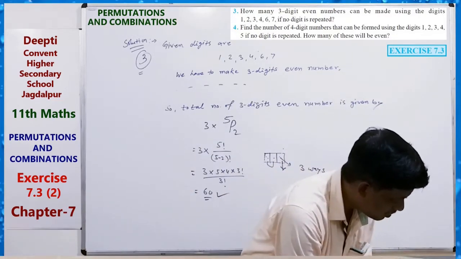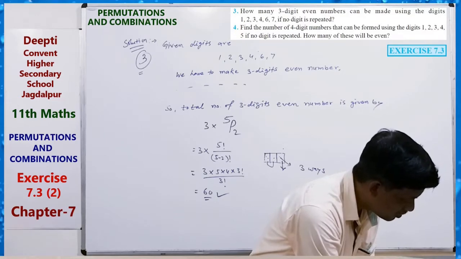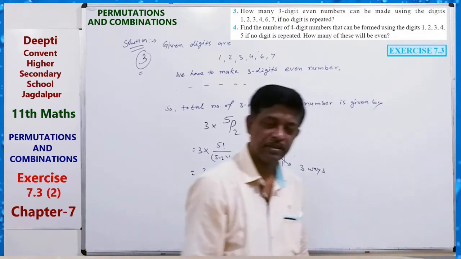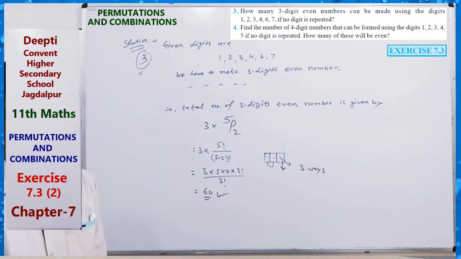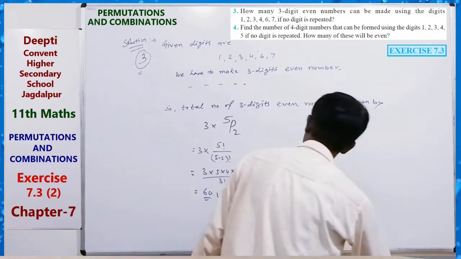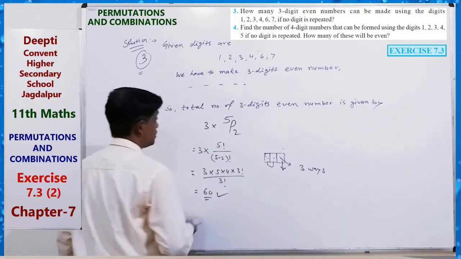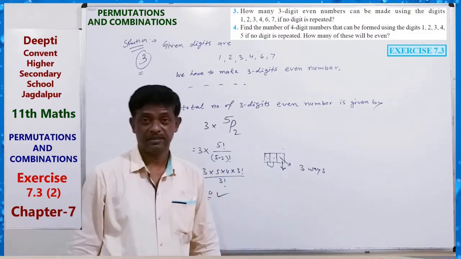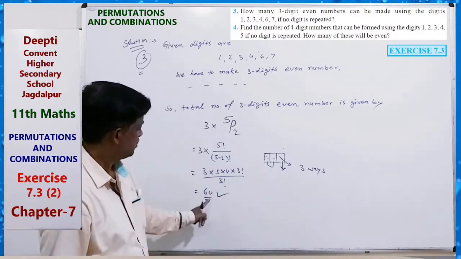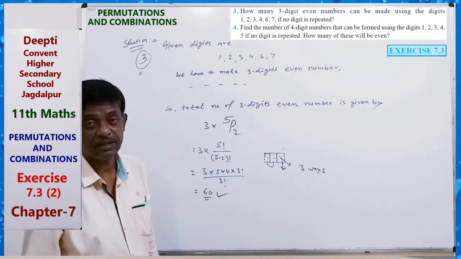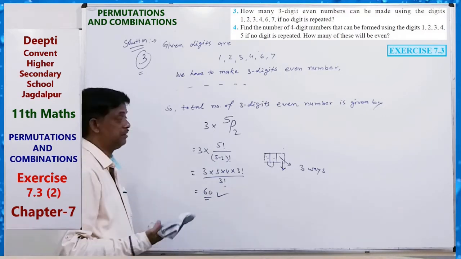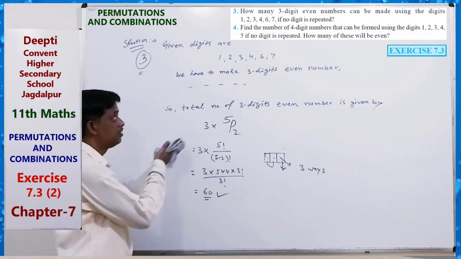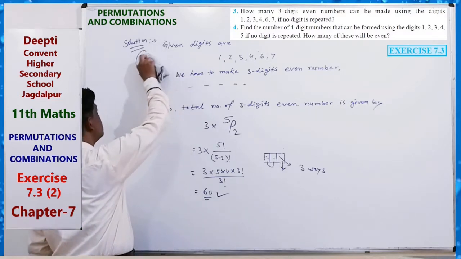Question 7.3, third question, answer 60. So this is the technique for finding it. The solution of question 3, you just have to write in detail as we have discussed. So 60 even numbers can be made. So this is question 3.